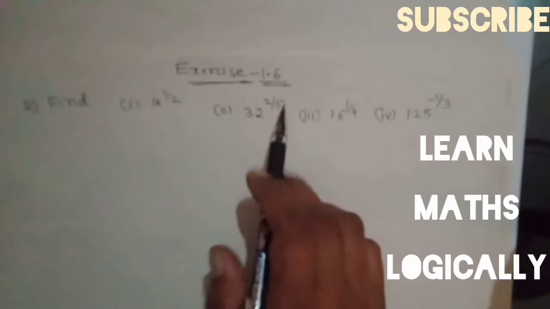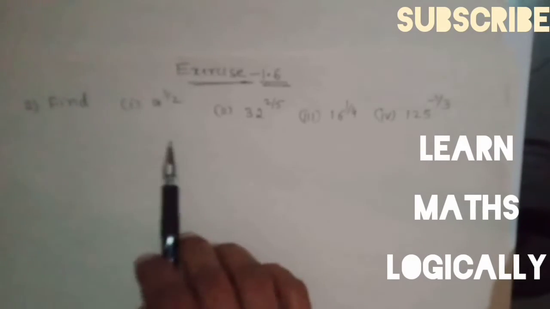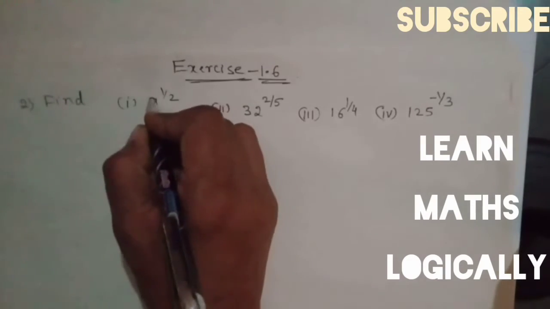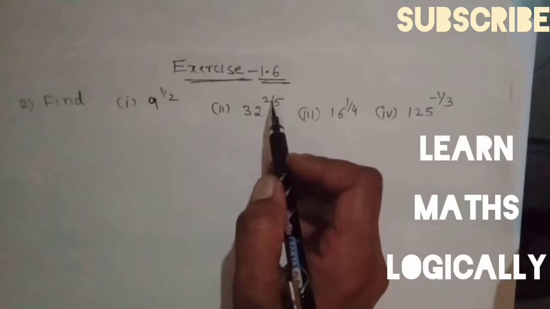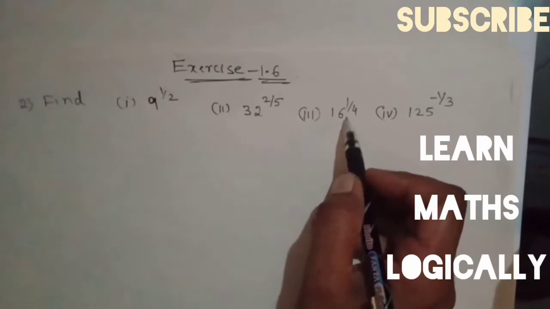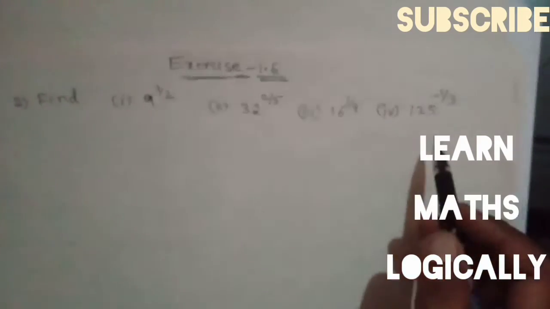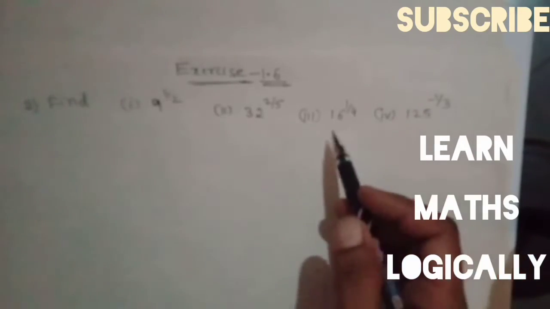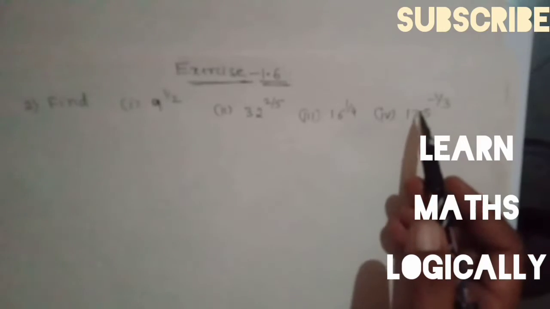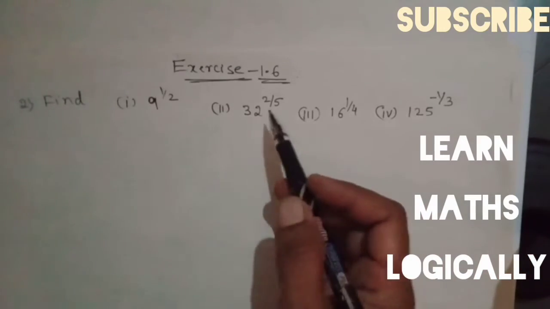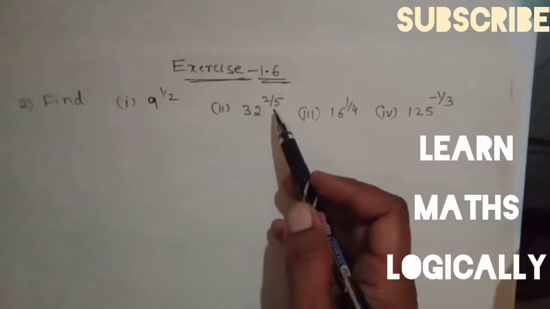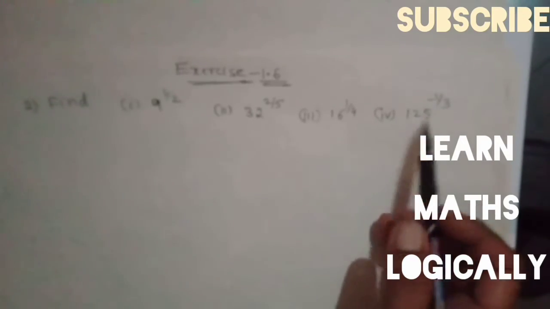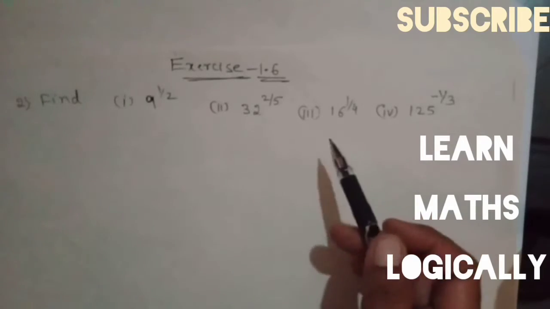See this exercise 1.6, second question. They are similar to the first one. Here you have first one as 9 raised to 1 by 2, the second one as 32 raised to 2 by 5, the third one 16 raised to 1 by 4, and the last one is 125 raised to minus 1 by 3. Okay, these are similar to the first question. The difference is that in the second one you have 2 upon 5, and in the last one the power is with a minus sign. The steps are similar. Now I'll solve one by one.